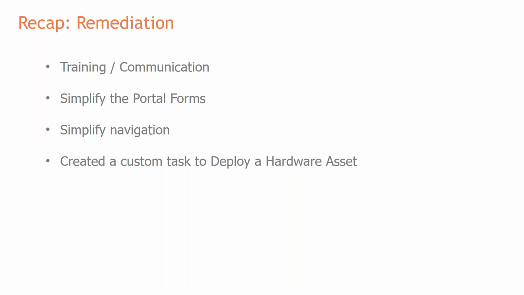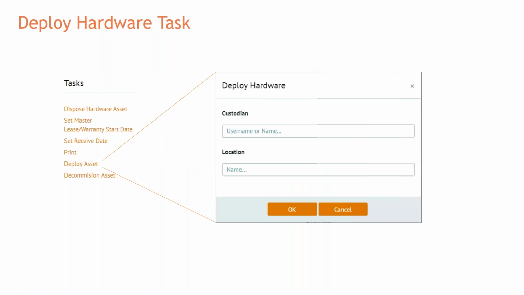Then we looked at some customization examples to help us with these processes. We did some form modifying. We did some navigation changes to help make things simpler and easier to use. And then the final thing we did at the end of the last session was we created a custom task to deploy a hardware asset. Got a screenshot here of what we made, where for that particular task we're asking for the information required. It's forcing that to be filled in, and therefore it's enforcing the process where we're saying a custodian and location has to be set, and making sure that is getting done every single time.